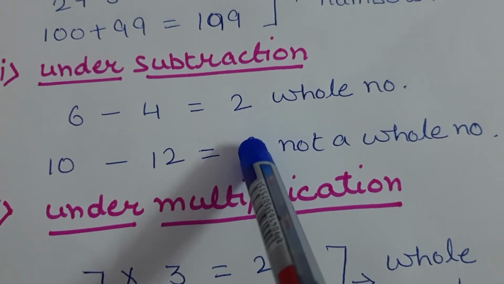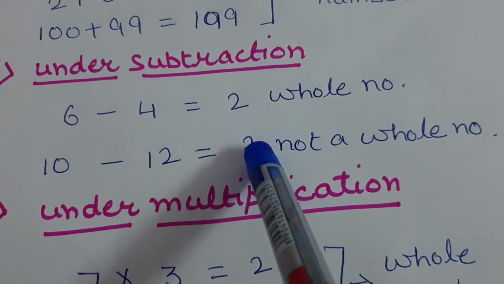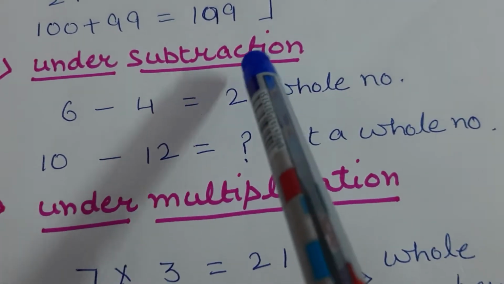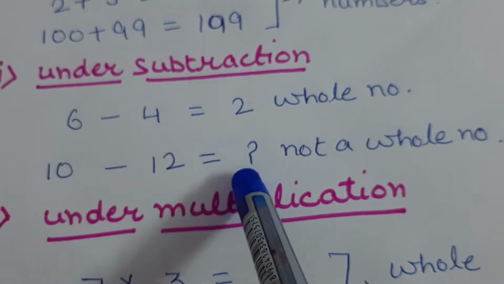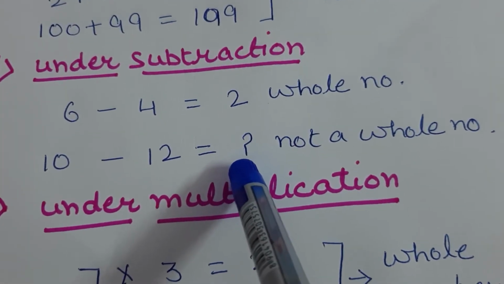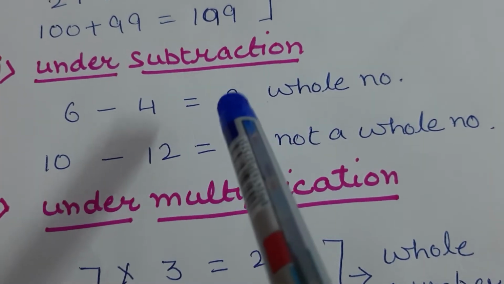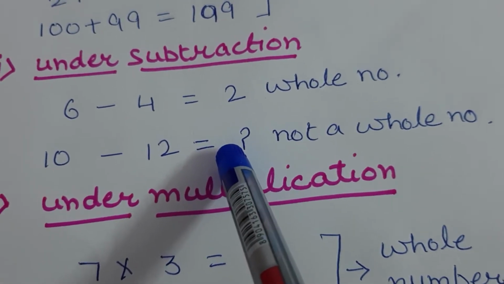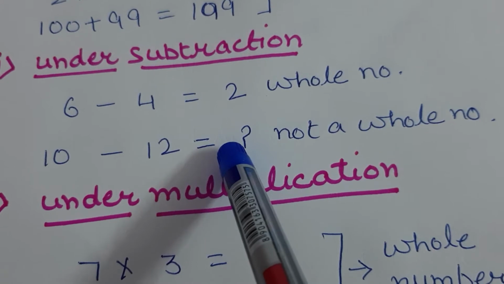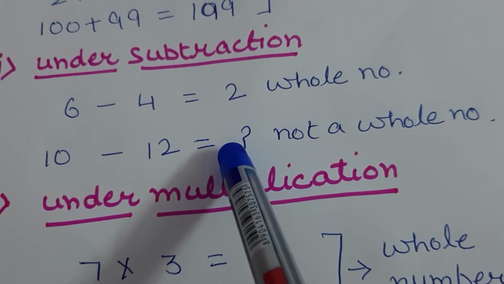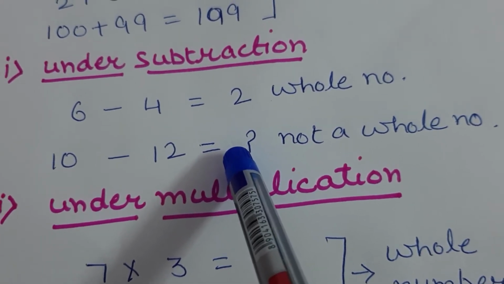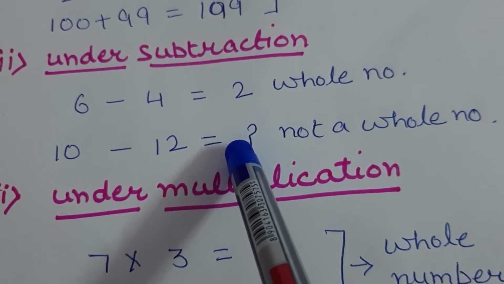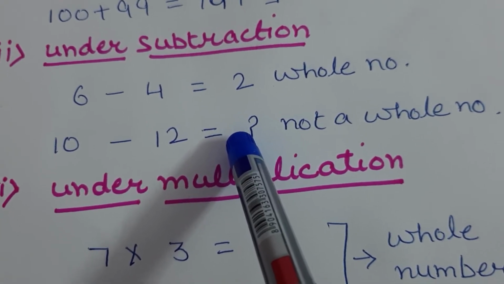We are not getting a whole number here. A whole number, you know, is not in parts. So sometimes it is true, but somewhere it is not true. So it means whole numbers are not closed under subtraction all the time. When we prove any property, it should be true for all cases. It should not be false for even a single case.